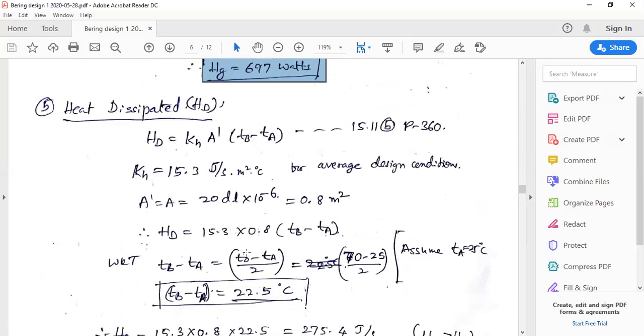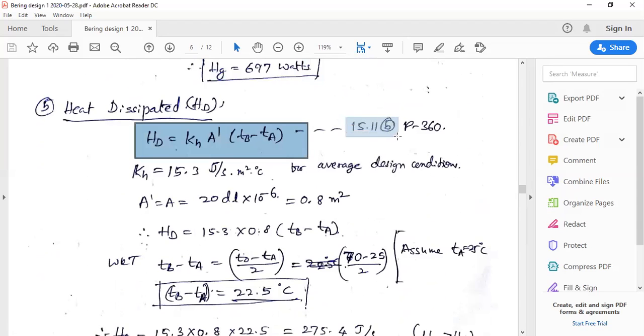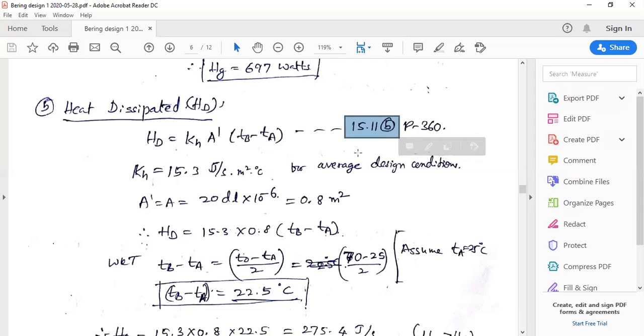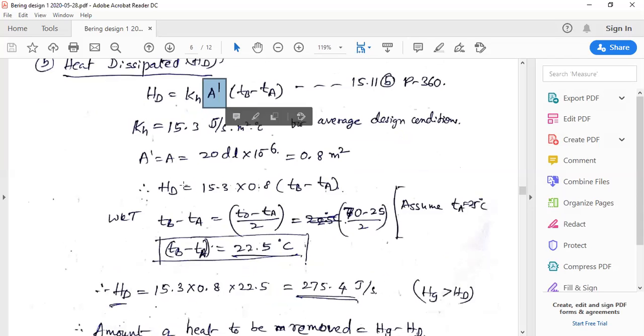Next, we have to go for the calculation of heat dissipated. We can use the heat dissipated equation 15.11b on page number 360, or we can also use 15.11c on page number 360. There are two equations, and you can use either of them unless specifically mentioned. I have taken equation number 15.11b of the data handbook: HD equals KH into A into TB minus TA. This is only A, not A dash.